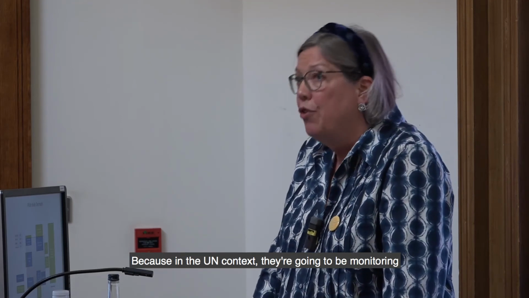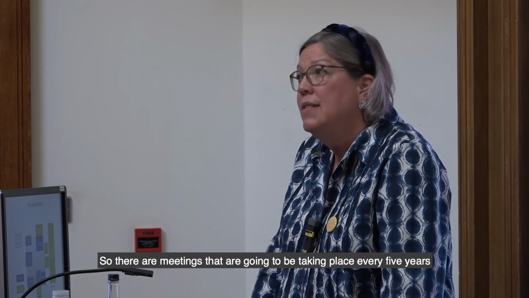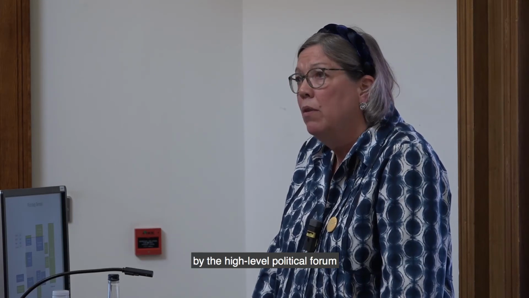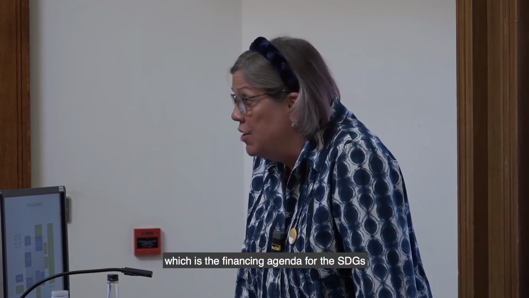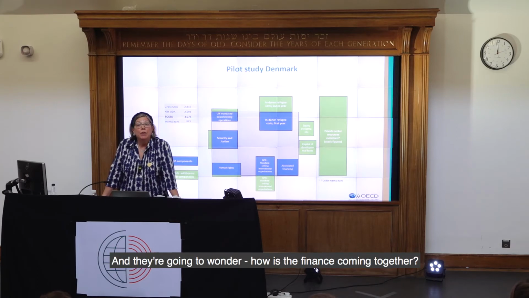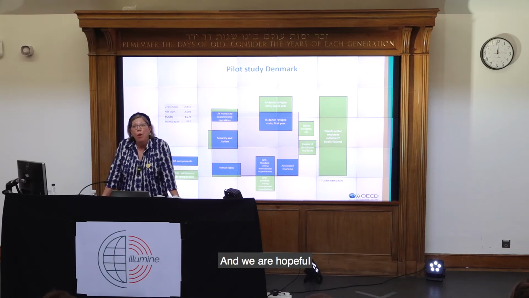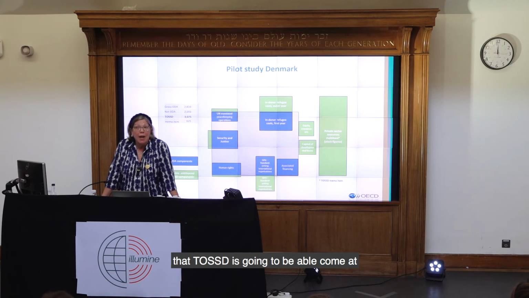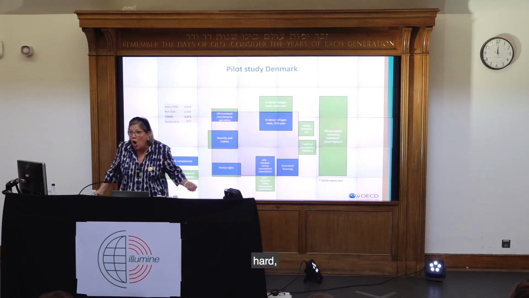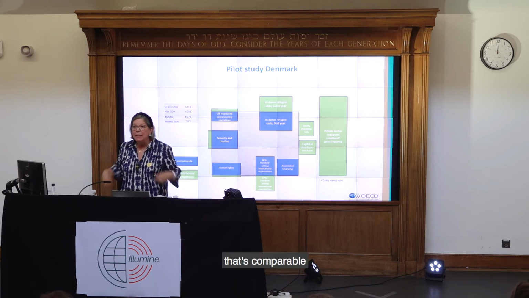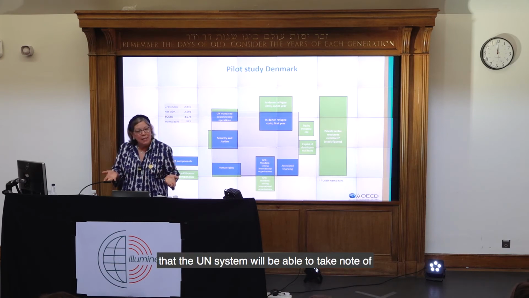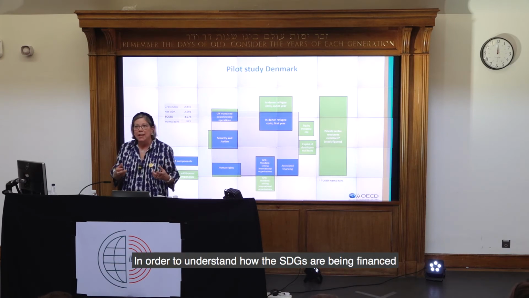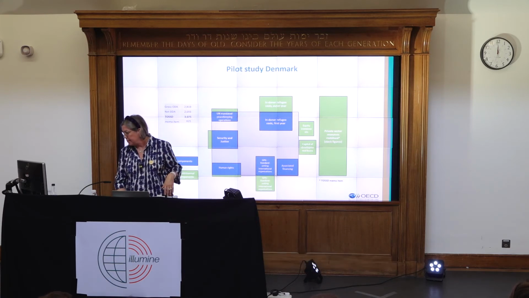And that's really important because in the UN context, they're going to be monitoring the SDGs. There are meetings that are going to be taking place every 5 years by the High-Level Political Forum. And they're going to look at what's happening on the Addis Ababa Action Agenda, which is the financing agenda for the SDGs. They're going to wonder how the finance is coming together. And we are hopeful that TOSSD is going to provide hard empirical data that's comparable, comprehensive, and timely, that the UN system will be able to take note of in order to understand how the SDGs are being financed.